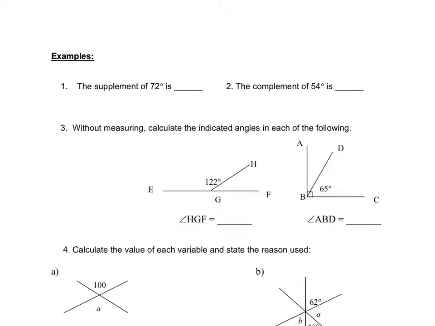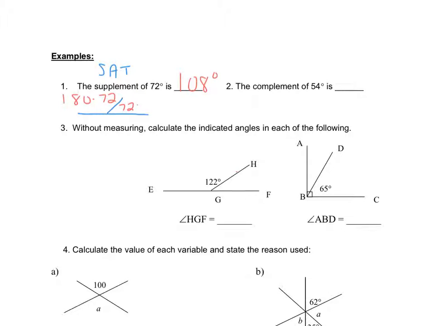We will now do 4 questions to practice the theorems that we just discussed. In question 1, it says the supplement of 72 degrees is blank. The supplement is the theorem that involved the straight line. The short form was SAT, supplementary angle theorem, and this said that all the angles on a straight line add to 180 degrees. So in this question, the acute angle is 72 degrees. So to find the other angle, we have to subtract 72 from 180. And this is 108 degrees.